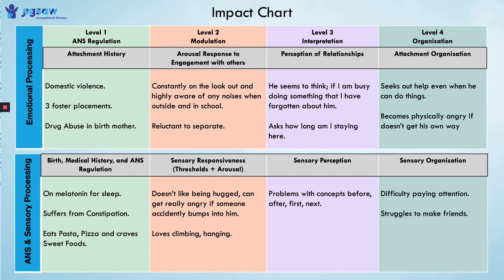So I hope this video has given you a chance to understand and become slightly more familiar with the impact chart and what this will look like. As I explained earlier, this will be individualised to your child when it's discussed with you and your OT. And the main aim is to start discovering the underlying reasons for some of your child's presenting difficulties and perhaps where these behaviours are coming from.